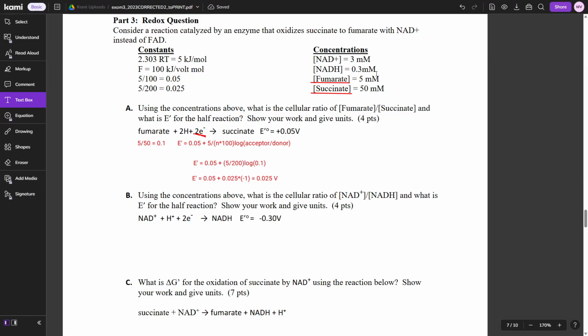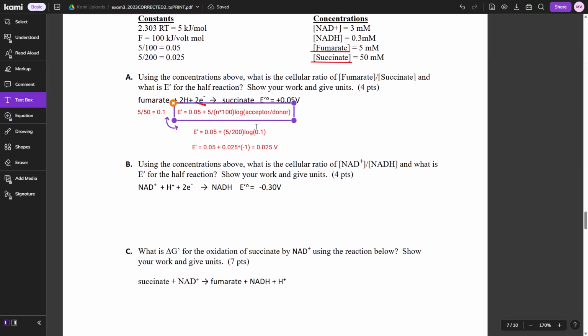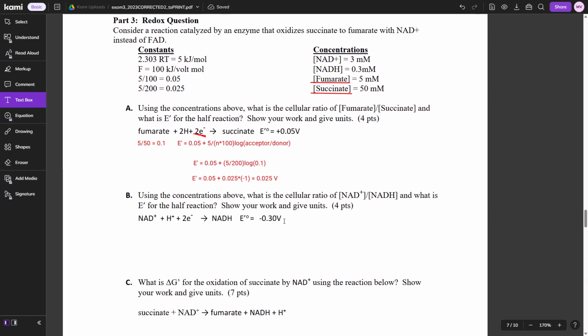Okay. So 3 divided by 0.3 is 10, right? So the ratio of NAD plus to NADH is going to be 3 divided by 0.3. Put your units. Don't be like me. Put your units. It's going to be 10. And then we do the exact same thing where we use this equation. I guess I'll go ahead and write it out, but I think you guys get the idea at this point. So this is going to be negative 0.30, it's going to be 5 divided by n times 100 log of the acceptor divided by the donor.